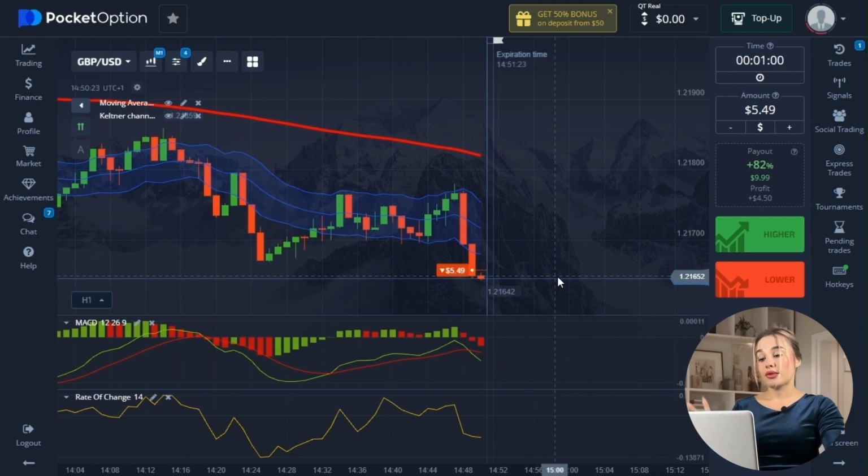So what rules do you actually need to follow in a flat market? First and foremost, you need to pick an expiration time that suits the market. It's important to understand that in a flat market there are fewer players, so everything happens at a much slower pace compared to a trending market.